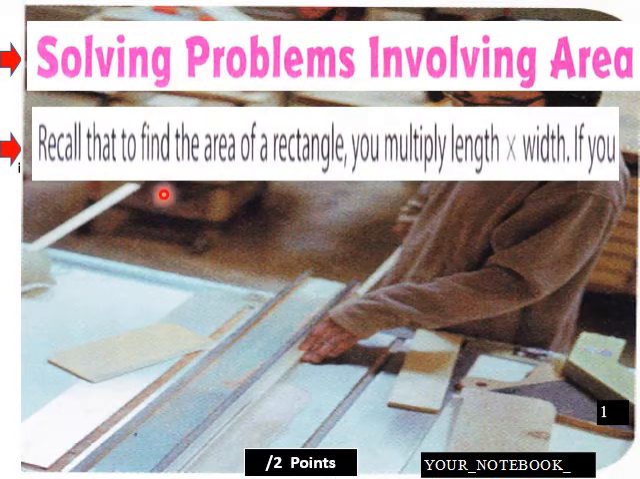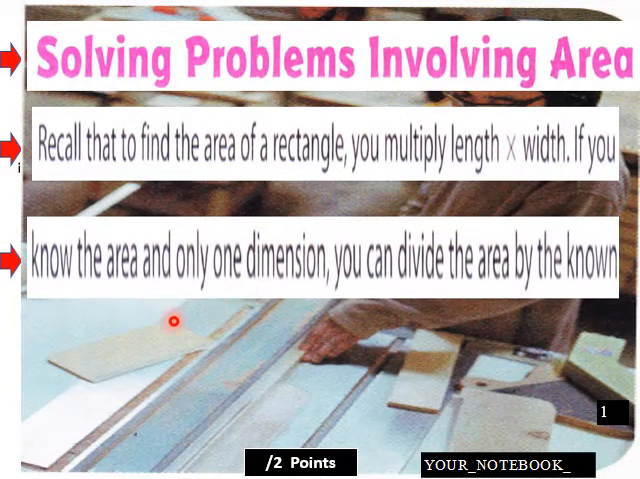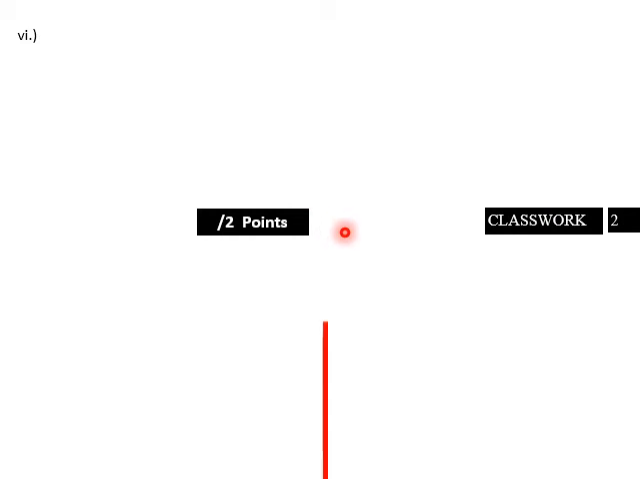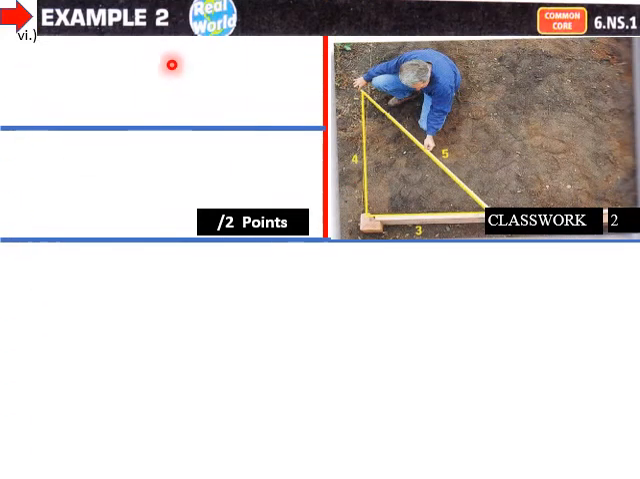Solving problems involving area. Recall that to find the area of a rectangle, you multiply length times width. This is not x, it's length times width. If you know the area and only one dimension, you can divide the area by the known dimension to find the other dimension. So you can divide your area by width and find the length. You can divide your area by the length and find the width. So let's go to our first example here of our lesson.